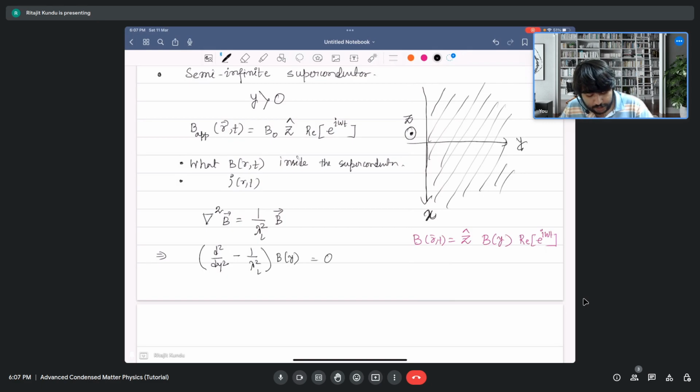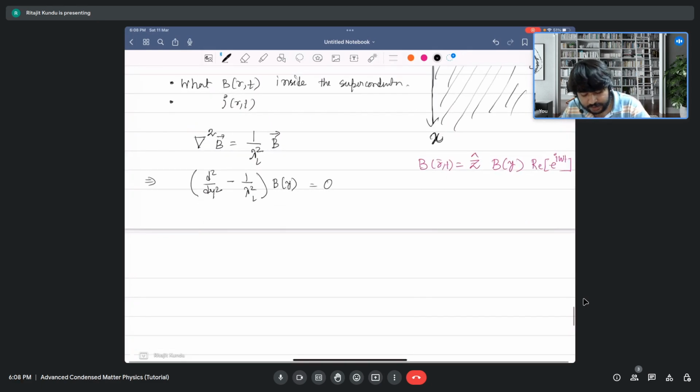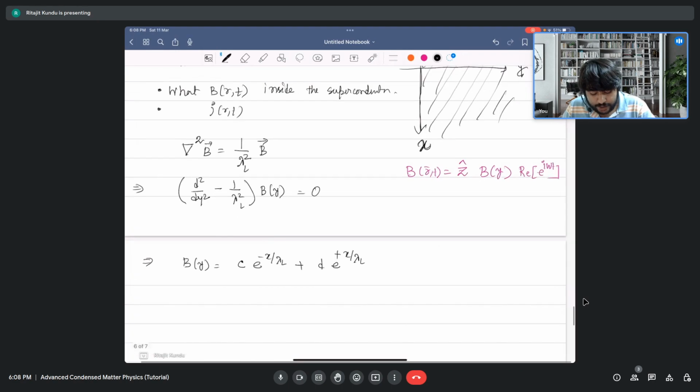This kind of differential equation has a solution like this. B of y can be written as C e to the power minus y by lambda L, plus D e to the power plus y by lambda L. So these are two kinds of solutions. One tells me that as we go across y, the solution will decrease exponentially.